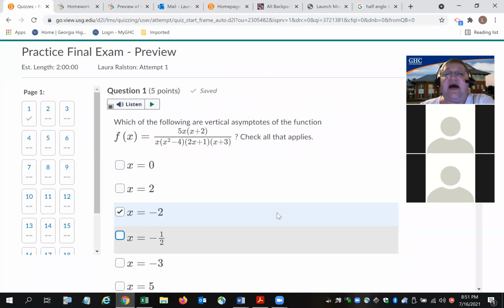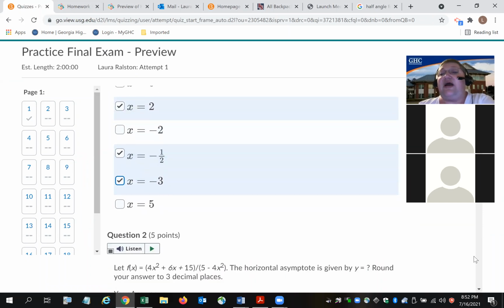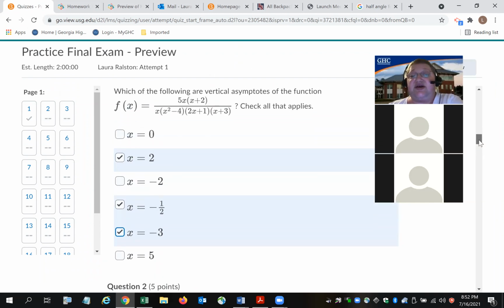So I actually have 3 vertical asymptotes and 2 points of discontinuity, but the question doesn't ask me about points of discontinuity. So I would only check +2, -1/2, and -3. Be careful. Again, that was one of the questions that I know a lot of students missed on the midterm.